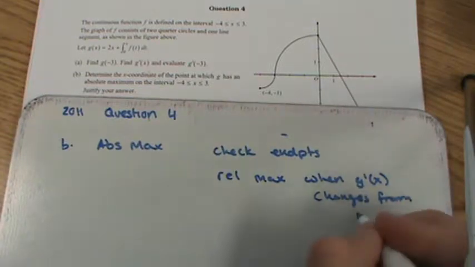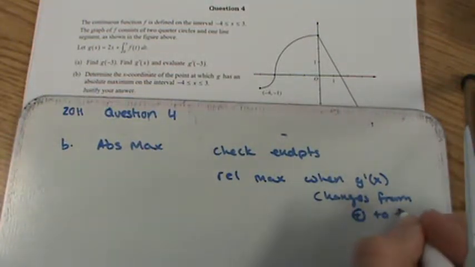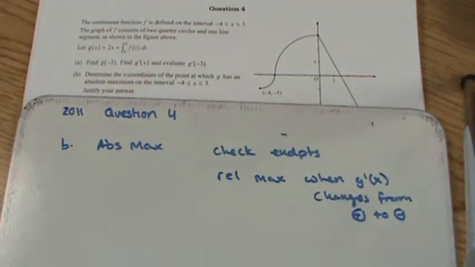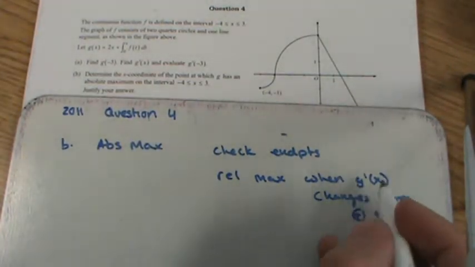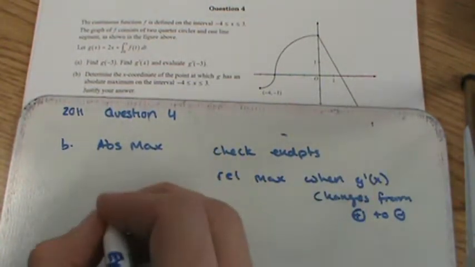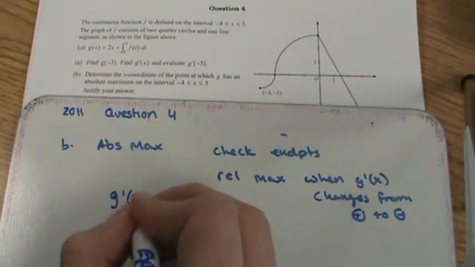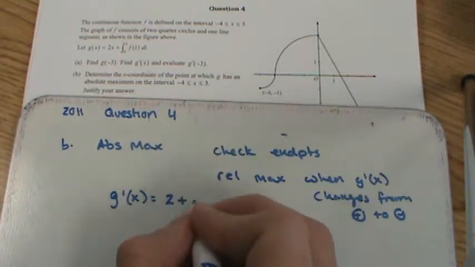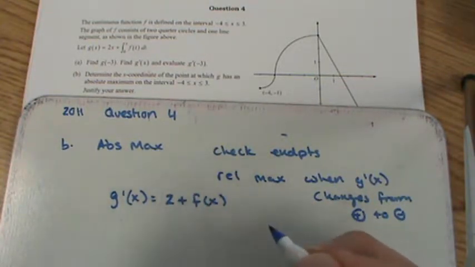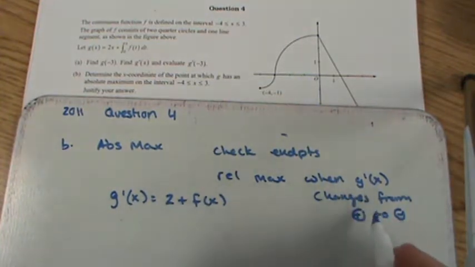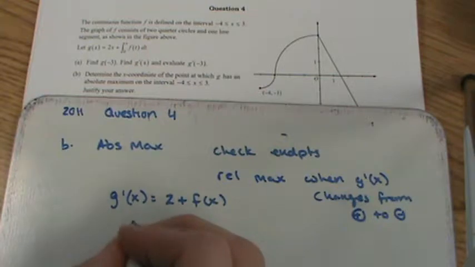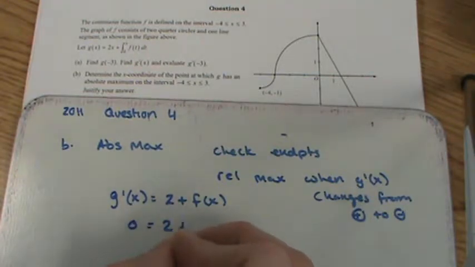Now, for a relative max, in order to find that, we got to figure out when g prime of x changes from positive to negative. So in order to do that, we got to look back at our g prime of x. Remember, g prime of x was 2 plus f of x. So in order to figure out where it changes from positive to negative, we've got to figure out the critical numbers. And so we need to take a look at when this equals 0.